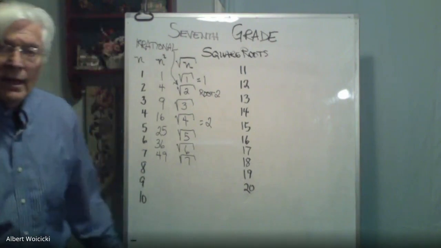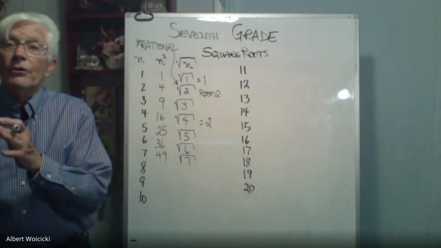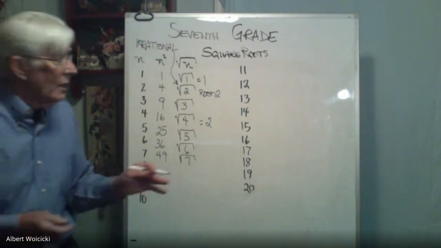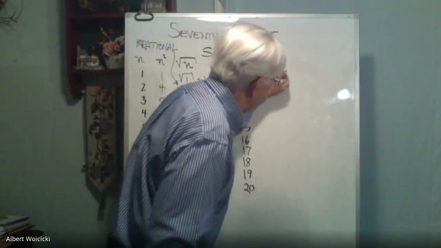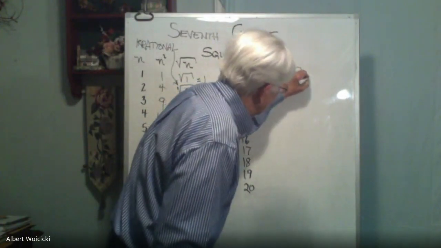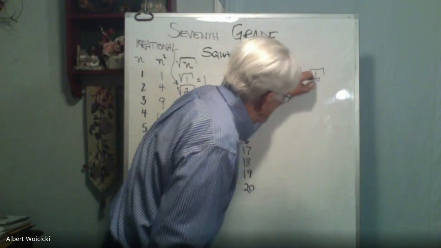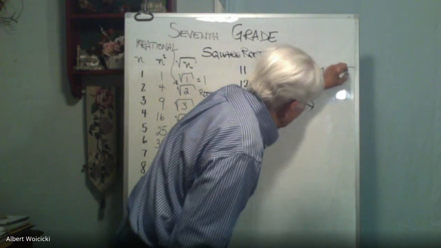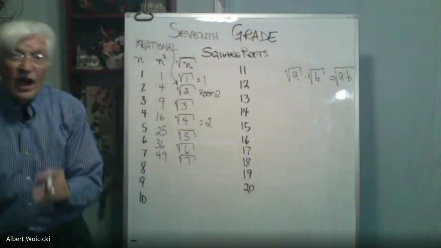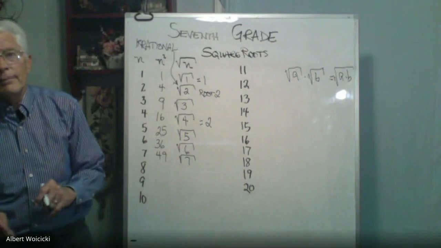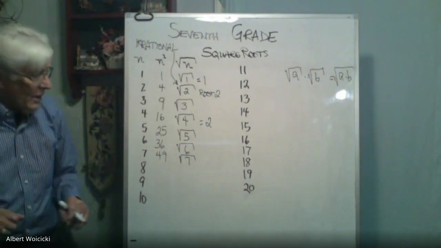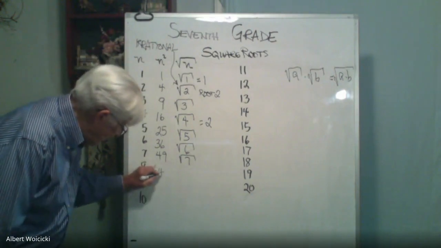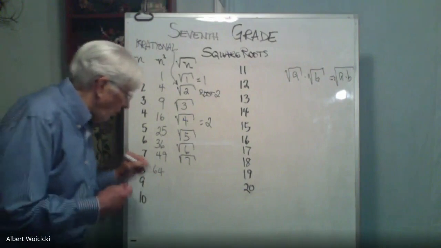Now, here's where something gets important to learn, because we have to understand that the square root of A times the square root of B is the square root of A times B. If we understand that law, then this works. So 8 squared is 64. We know that. But what's the square root of 8?